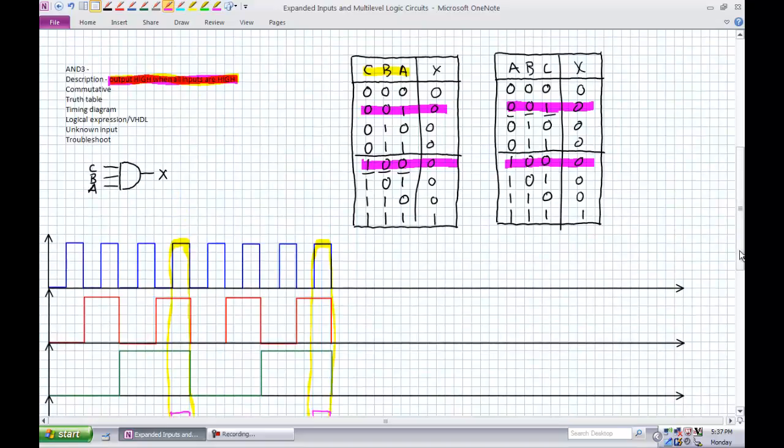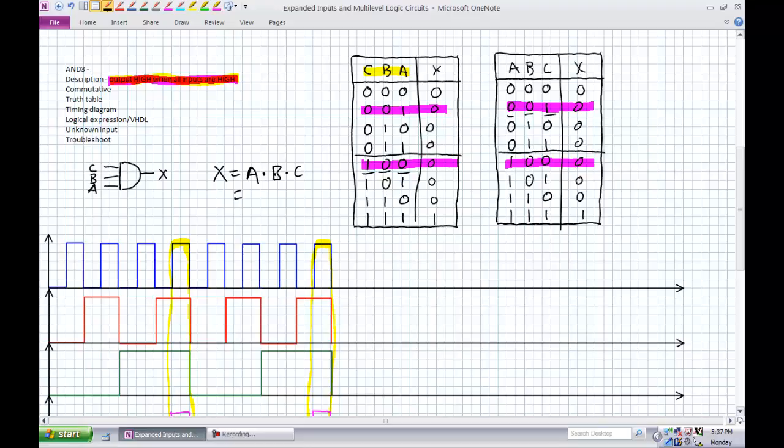I want to talk about the description of it, do a little bit of commutative properties, talk about the truth table, talk about the timing diagram. What's the next one? It's the logical expression. How do I write X? If I was to write this thing, it's A and B and C. So X is equal to A ANDed with B ANDed with C.